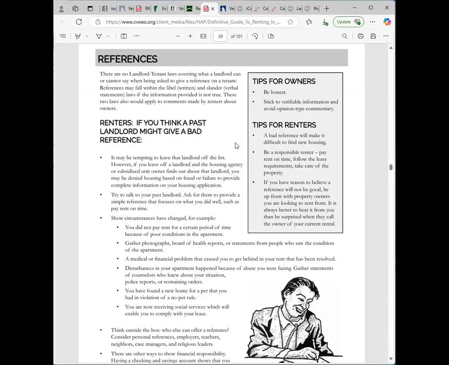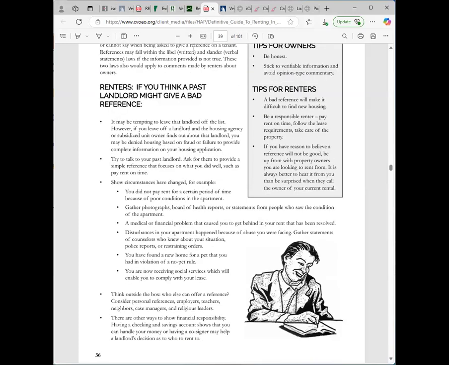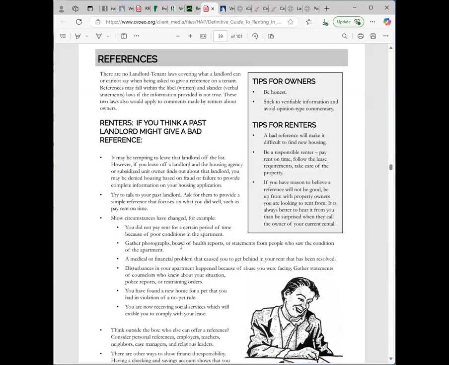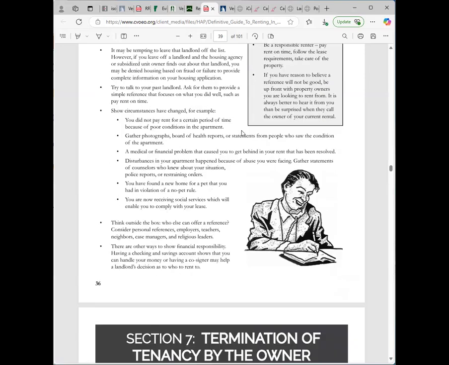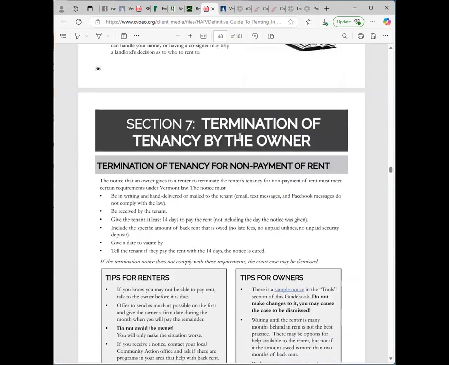So renters, if you think a landlord may give you a bad reference, there is a whole page here about what to do, on how to either remedy that or what to do to get you a good reference. It also has more tips for owners, tips for renters. And let's keep moving on.